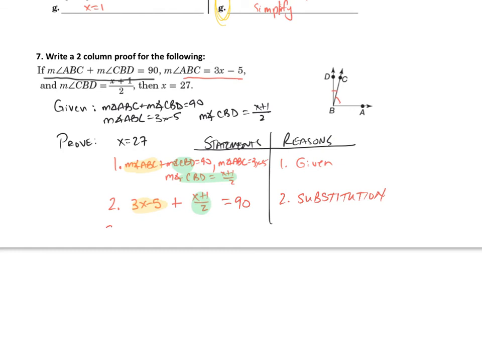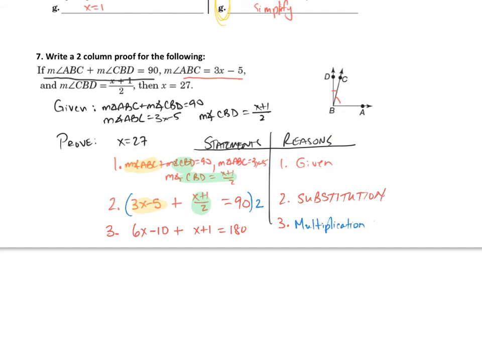So now let's continue solving this mathematical equation right here. There's more than one way to do this. I can choose to multiply everything by 2 to get rid of the fraction. So let's go ahead and do that. I'm going to multiply everything by 2, and I'll get 6x minus 10 plus x plus 1 equals 180. Look at what I did again. Let me write it down for you here. I multiplied everything by 2.